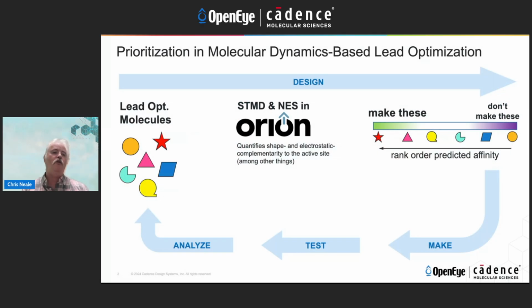OpenEye offers a variety of tools for molecular ideation and posing those ligands. What I'm going to talk about today is the top right of this plot, where we offer tools that can help you to rank order those molecules and make actionable decisions about which molecules you want to actually make and which ones you don't want to make.